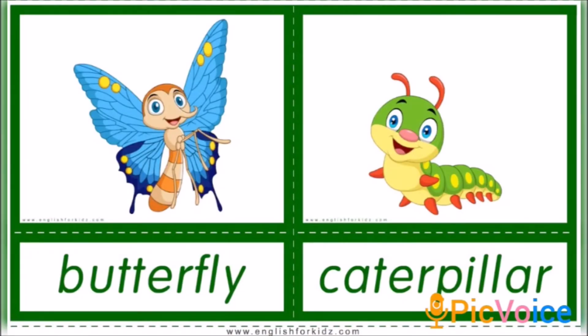What is this? This is an insect. What is its name? Butterfly. You all like butterfly, right? It comes in so many colors. Butterfly is a colorful insect. So what is the name of the young one of the butterfly? We call it caterpillar. The young one of the butterfly is caterpillar.